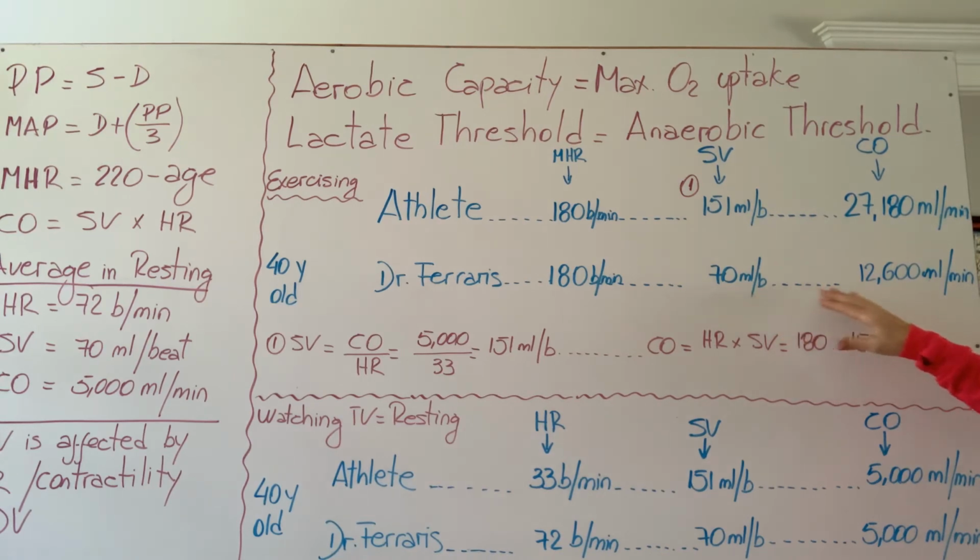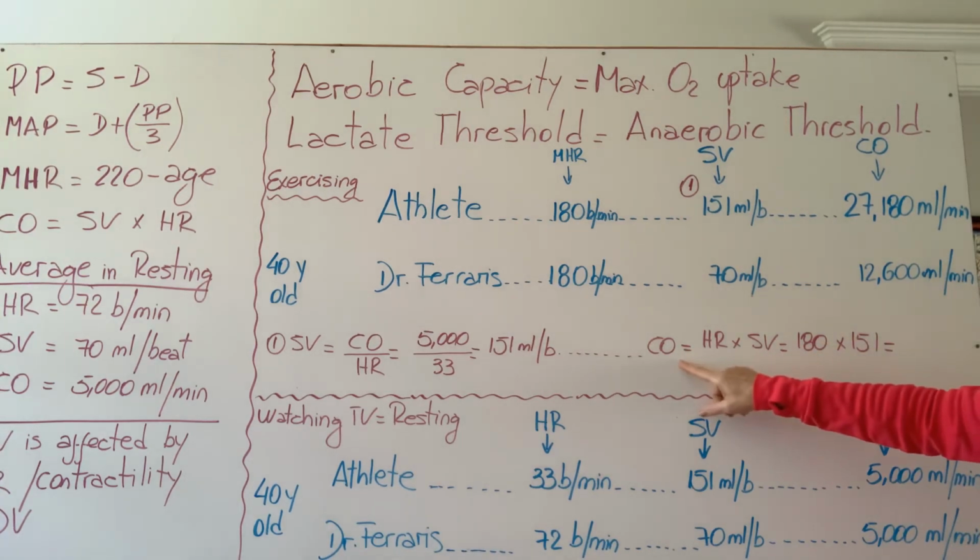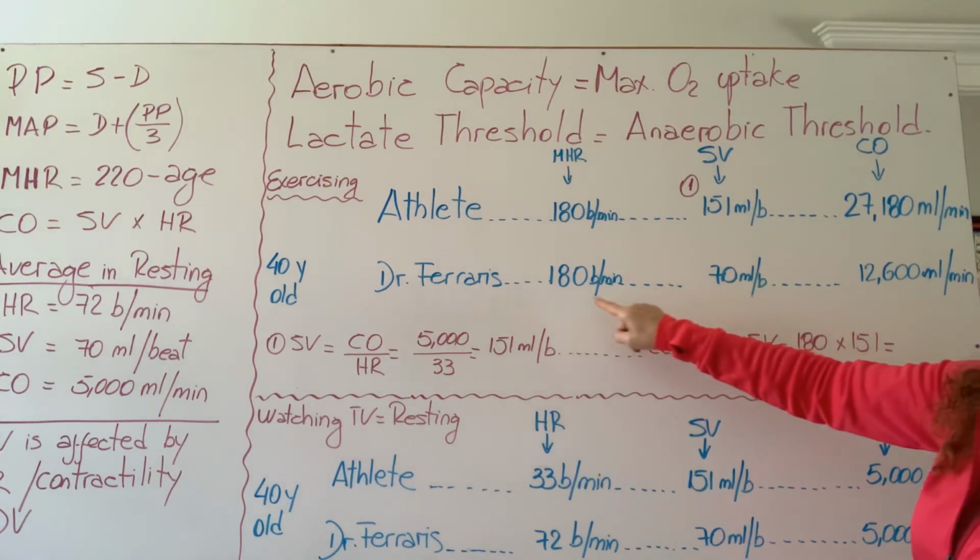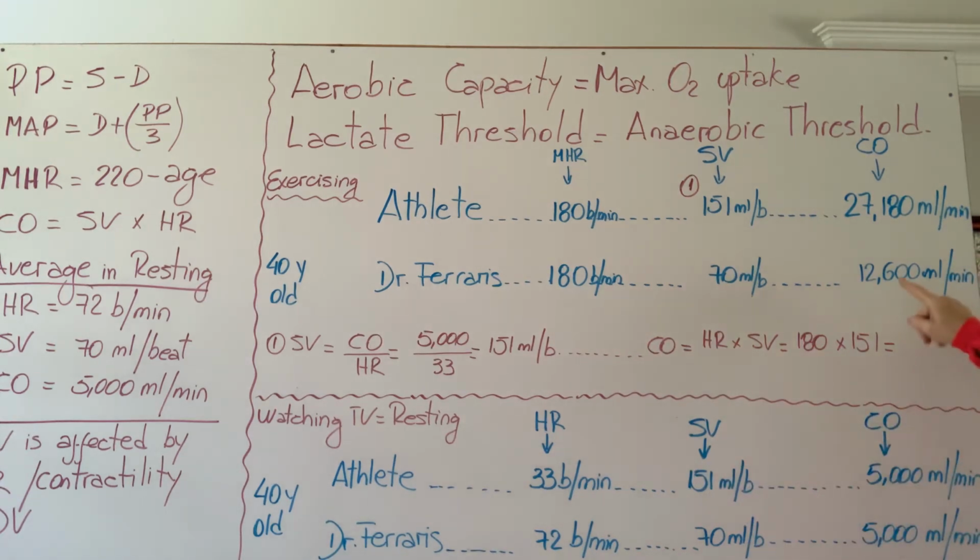Now, if we apply the same calculation for Dr. Ferraris, we'll have the cardiac output that is 70 times 180, and come out with 12,060 milliliters per minute. And this is the way to exercise this concept.